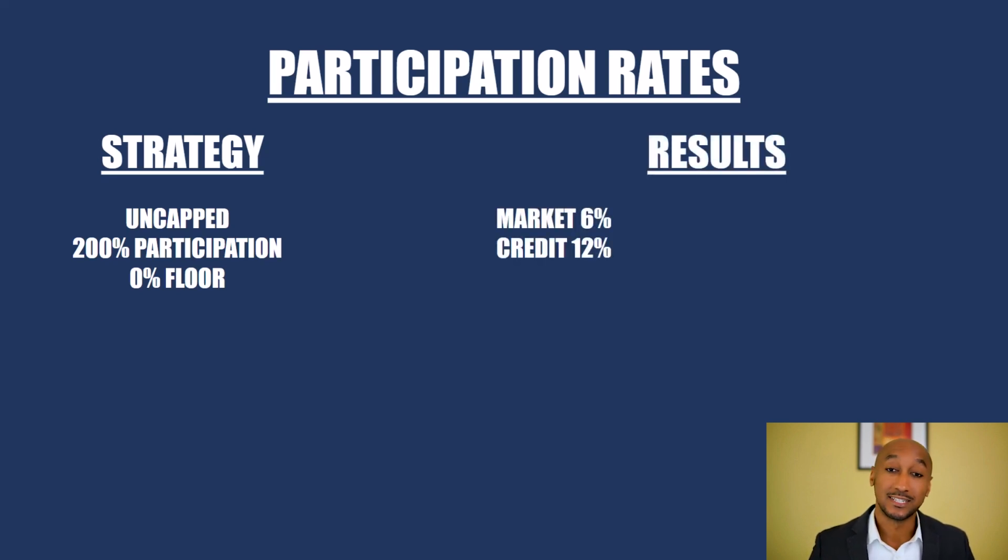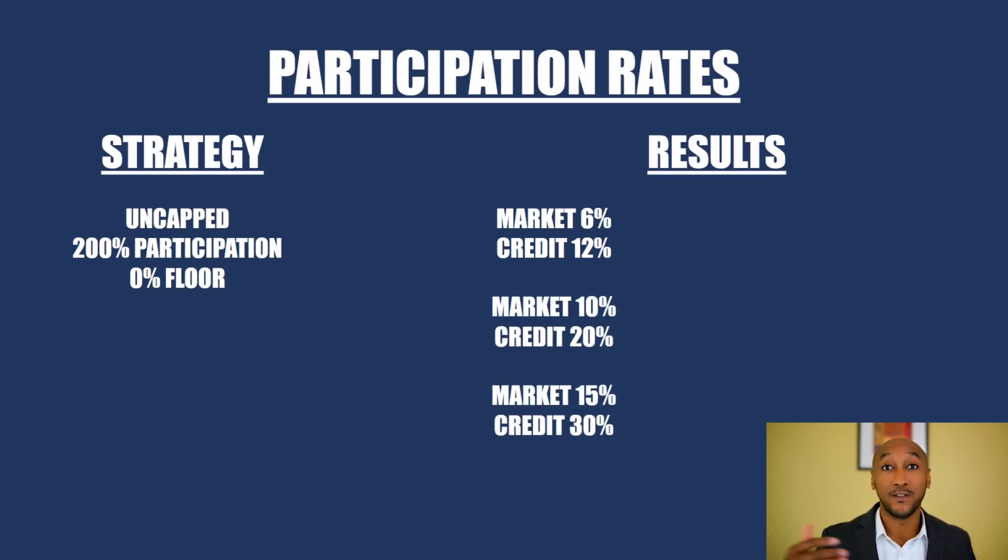So if the market does 6% growth and you have a 200% participation rate, they're going to take that 6% and multiply it by 200%, which is multiplying it by 2 or doubling it. So you'll actually get a 12% credit towards your account, right? The market grew at 6, you get 200% of that number, which means you get a 12% growth towards your account. So if the market did 10%, you'll get a 20% credit towards your account. If the market did 15%, you get a 30% credit towards your account.